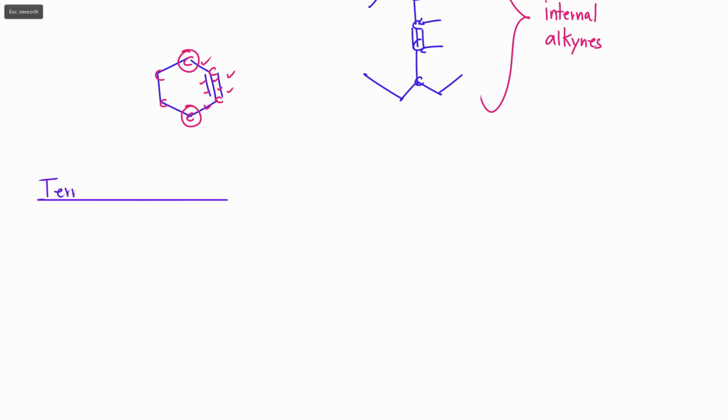Terminal alkynes are very acidic. Terminal alkynes are very acidic. It is very easy to remove. Let's look at this example.